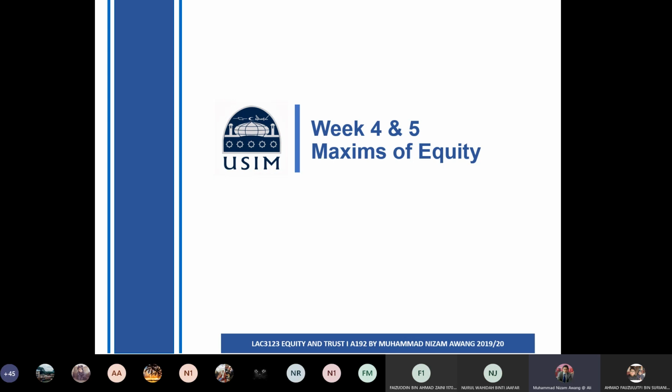I will continue with the next maxim. We have actually done this before, but I will just refresh you on this maxim. Maxim number 4, equity acts in personam. So in equity, basically, this maxim is applicable for the enforcement of court judgment, where the court judgment can be enforced against the person, even though the property is located outside the court jurisdiction.